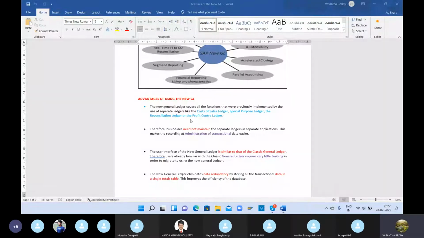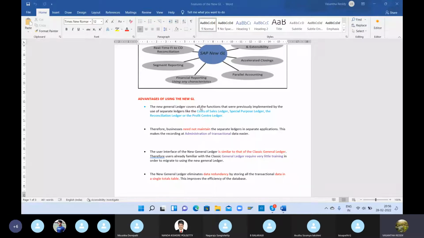In the classic setup, separate GL accounts like cost of sales ledgers, special purpose ledgers and reconciliation ledgers had to be maintained in separate GLs. Therefore, the business needed to maintain separate ledgers in separate applications. In this new GL system, SAP handles separate ledgers within one application. This makes the recording and administration of transactional data easier.